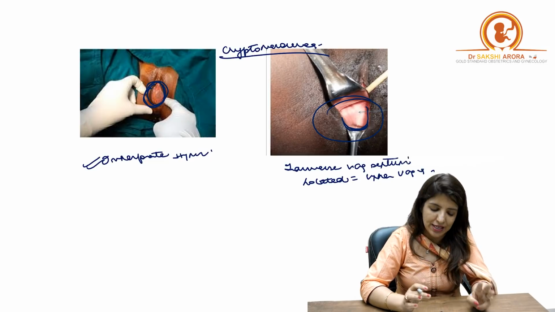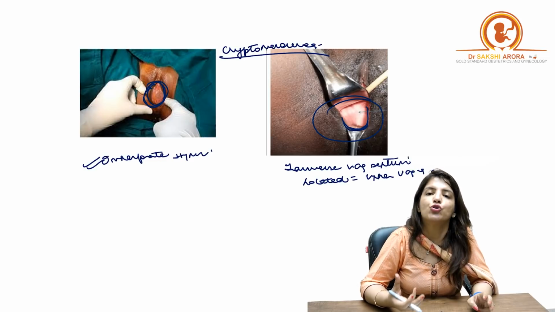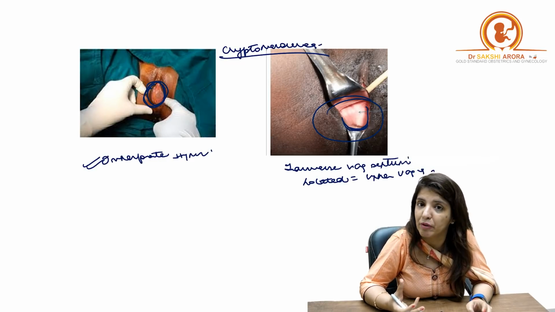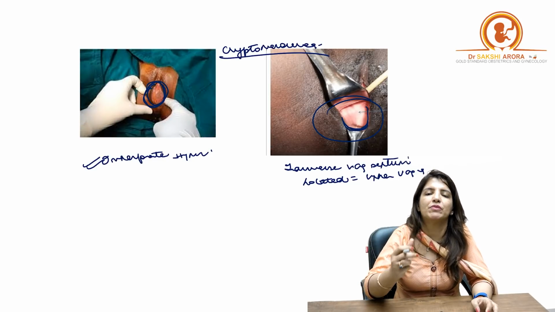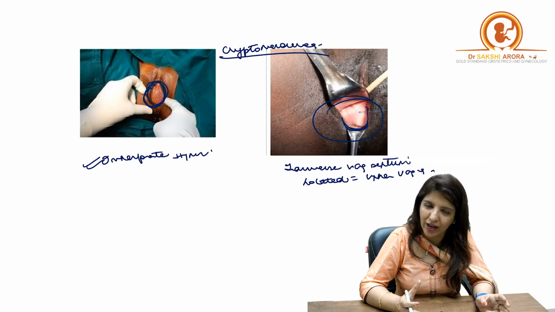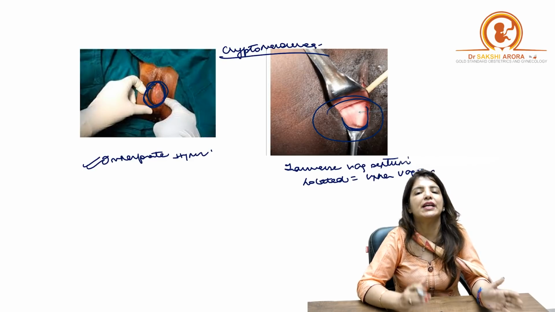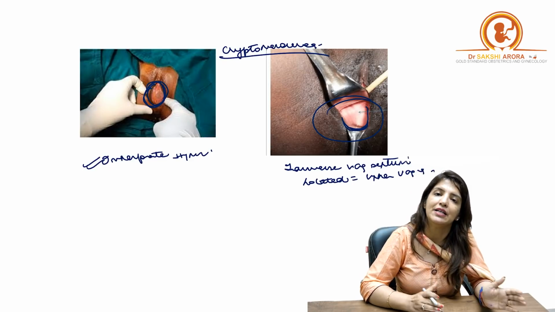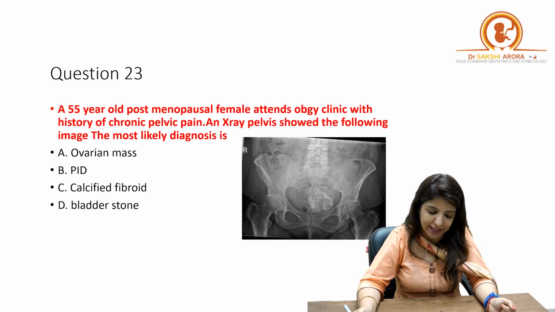Right? Number three, in case of imperforate hymen, if you ask the patient to cough, cough impulse will be present. Whereas in transverse vaginal septum, because it is a septum, when the patient coughs, no cough impulse will be present. Right? So these are the three ways in which you can differentiate between imperforate hymen and transverse vaginal septum. Clear? Okay.